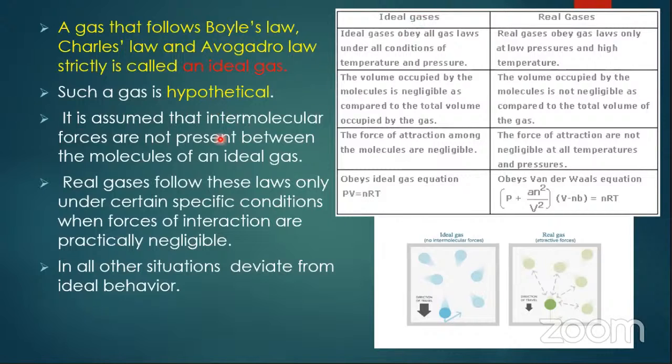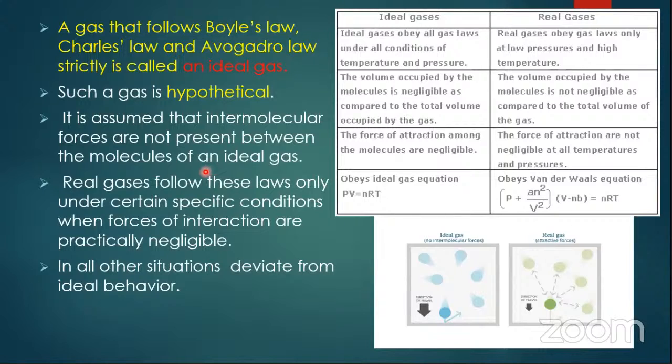It is assumed that intermolecular forces are not present between the molecules of an ideal gas. The PV = nRT ideal gas equation was given by scientists after many experiments for ideal gases, assuming that intermolecular forces are not present between the molecules. Is it real that there are no intermolecular forces, students?